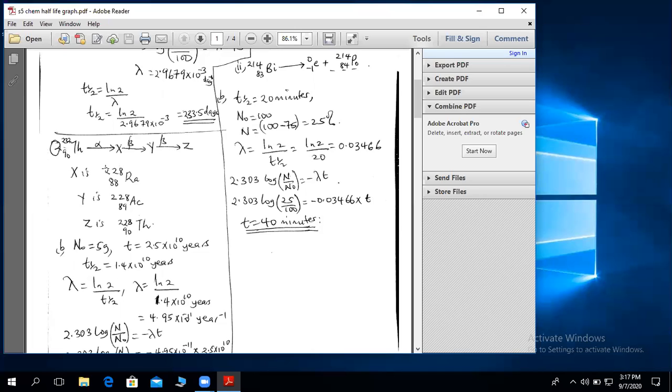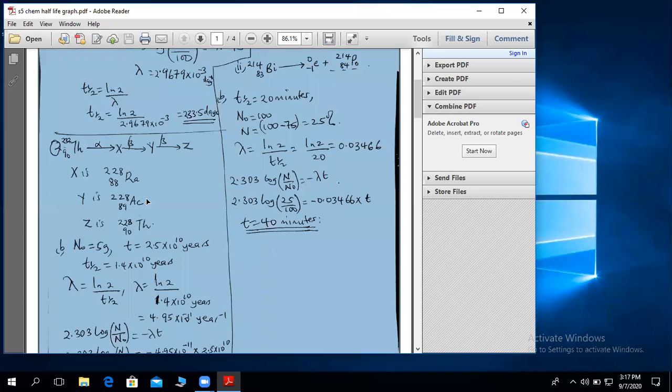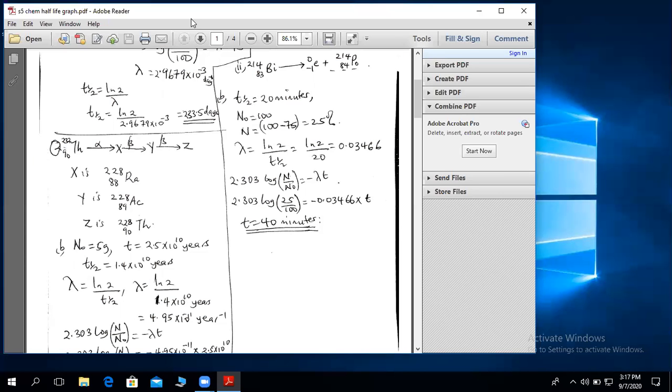And when it emits a beta particle, remember the atomic number increases by 1. So you go to the periodic table and find the element which has atomic number of 89. And that's the element that you write there. So that is enough on corrections.